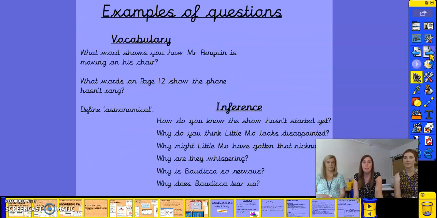Here are some examples of questions we might be asking the children in class. As you can see, there are questions around what words mean and what they show us within a text, such as what words on page 12 show the phone hasn't rung. And then there are questions around inference and really thinking about the characters and what's happening within the story and getting that deeper understanding.